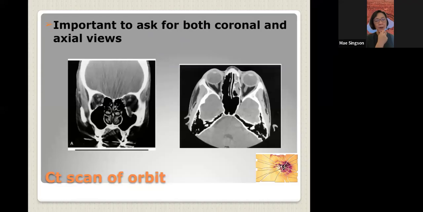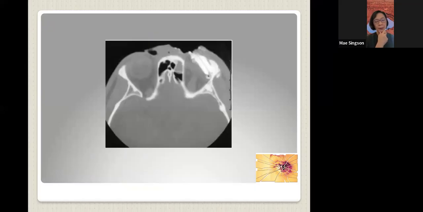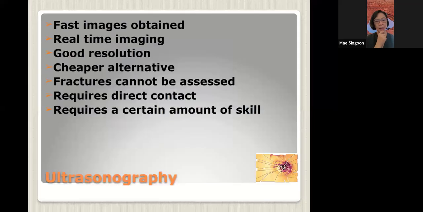Next. So it is important when you are asking for a CT scan that you have both the coronal and axial views in order to assess the orbit very well. Next. As well as your sagittal views. Next, please. Here's an example of a patient who had an orbital trauma with the windshield actually in his orbit. And so those glass slides are windshield glass panes.